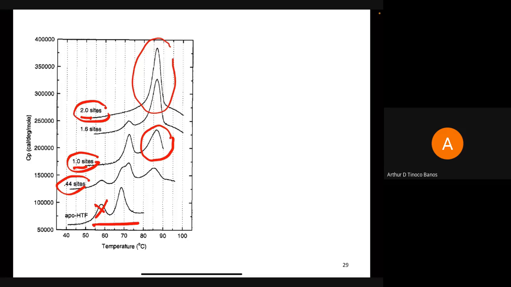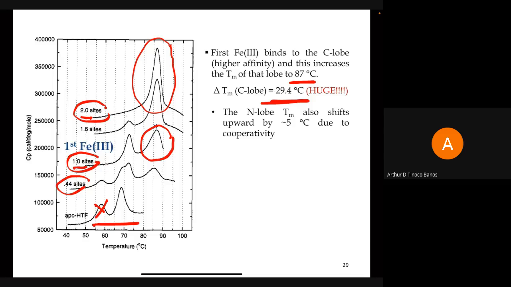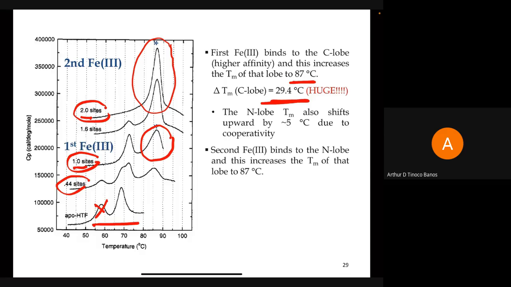All right. So that is a correlation between what's happening to the structure of the protein when the metal binds and what's happening to the stability of the protein. The first equivalent of iron binding results in a dramatic change in the thermal temperature of the C lobe, about 30 degrees, very dramatic. Then you have an associated cooperative change in the N lobe of about 5 degrees. When the second iron binds, the N lobe also undergoes a melting temperature of about 87 degrees. This is also a dramatic change, about 20 degrees difference.